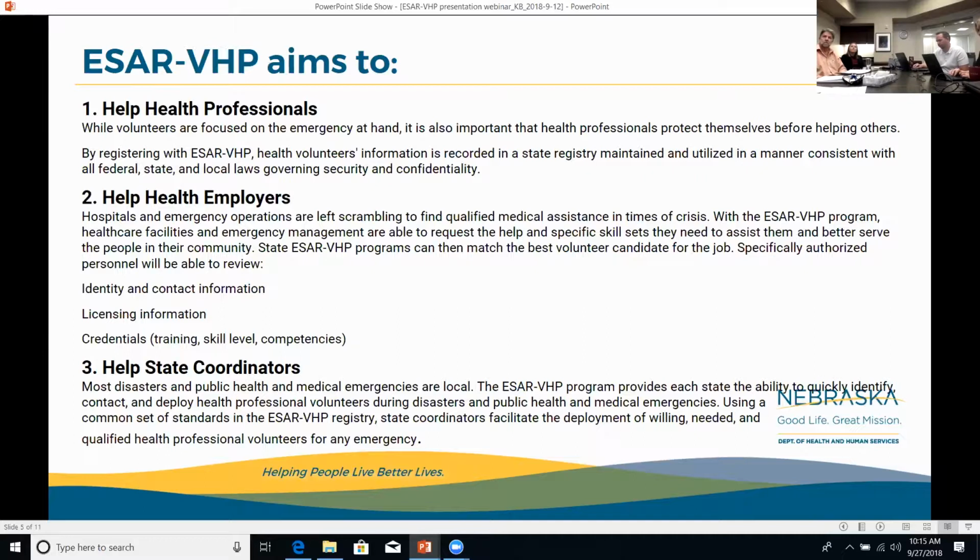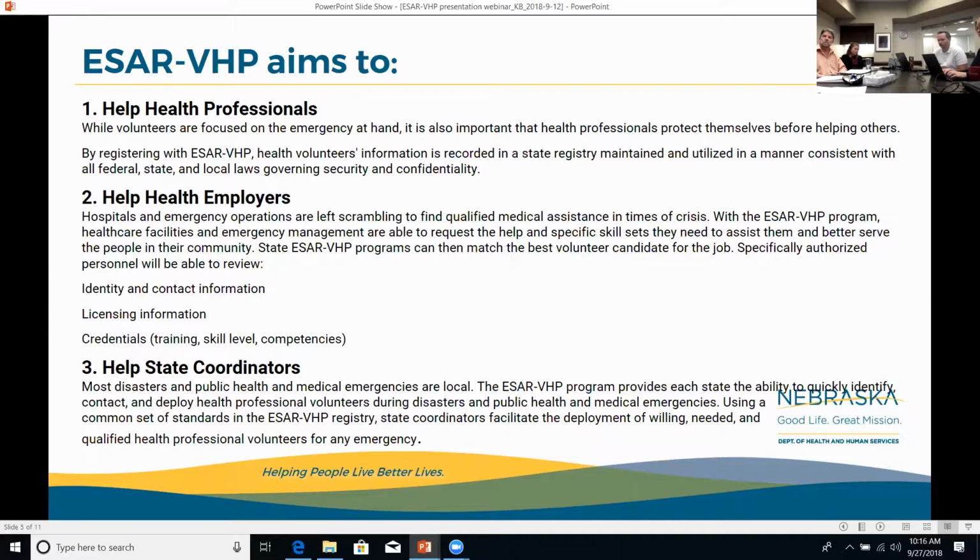With regard to health professionals, while volunteers are focused on the emergency at hand, it's also important that health professionals protect themselves before helping others. By registering with ESAR-VIP, health volunteers' information is recorded in a state registry, maintained and utilized in a manner consistent with all federal, state, and local laws governing security and confidentiality.